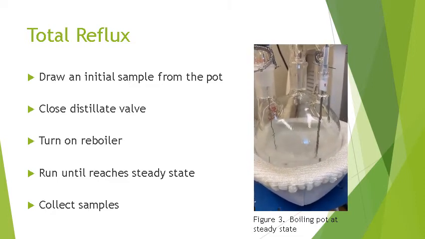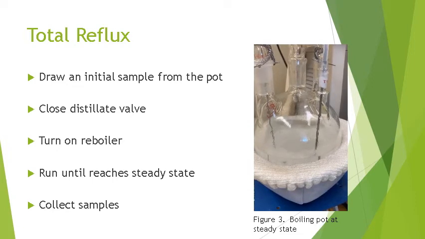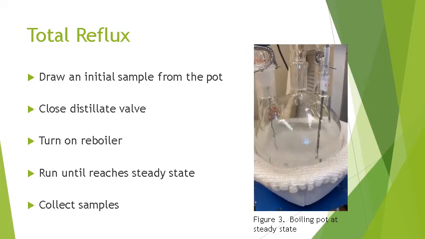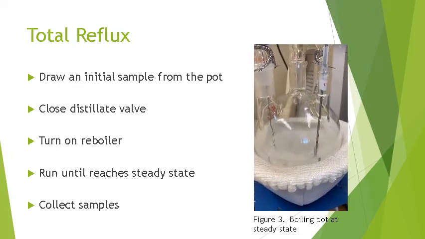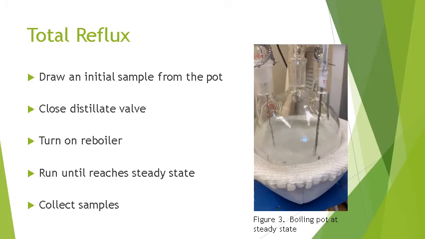First, start by taking a sample from the pot to determine the amount of ethanol in the system before the reboiler turns on. Then, make sure the chiller is on and that coolant is recirculating. Close the distillate to run the system at total reflux, meaning that all the ethanol that has evaporated up through the column will condense and 100% will return to the reboiler. Turn the reboiler on to 80% and 120 volts.